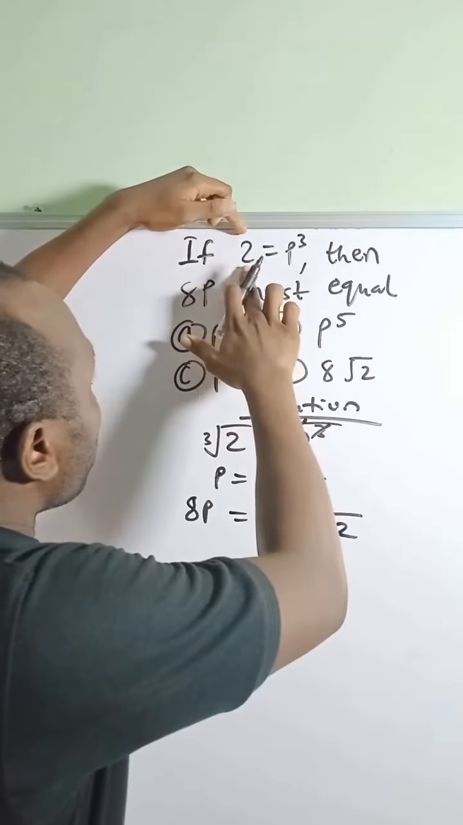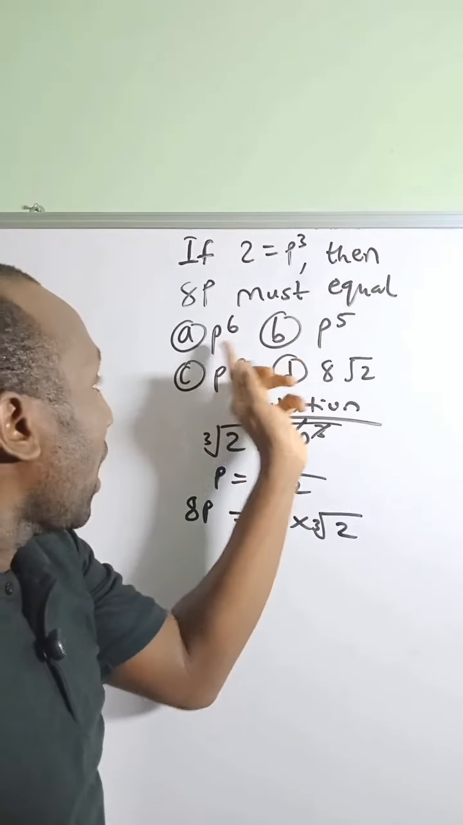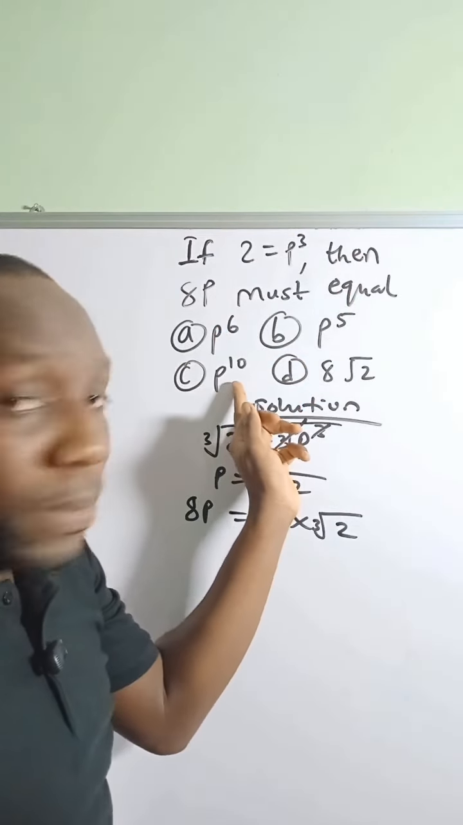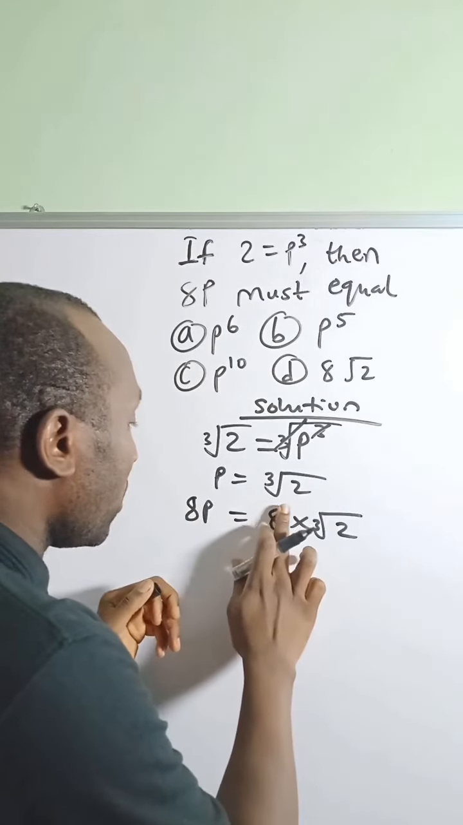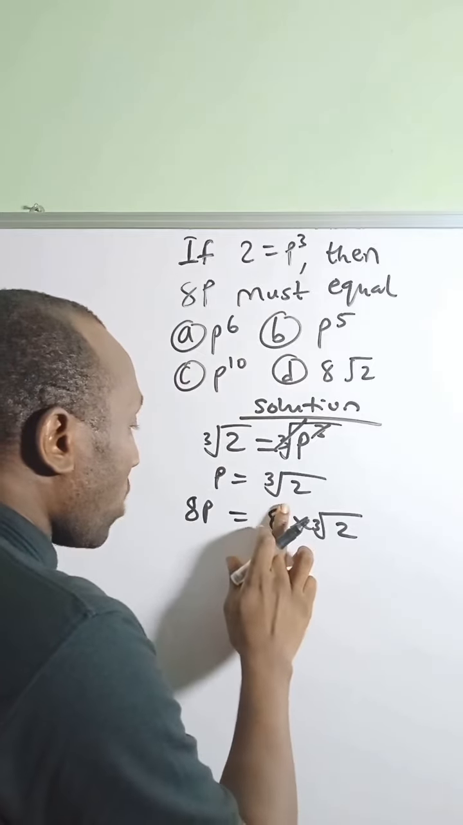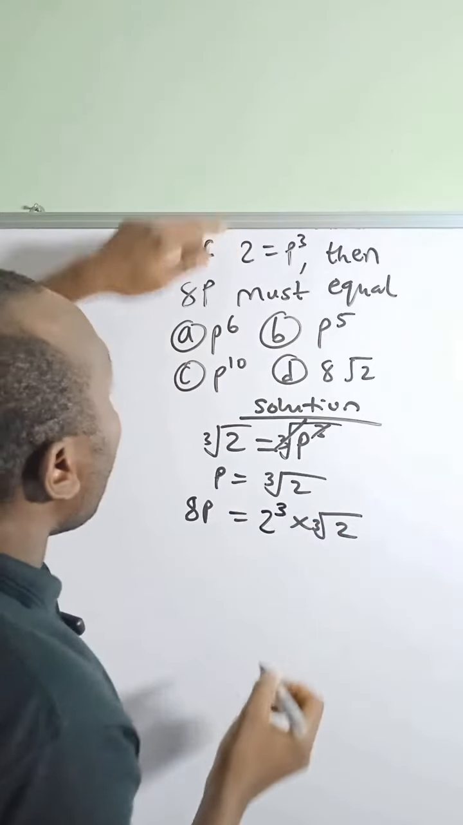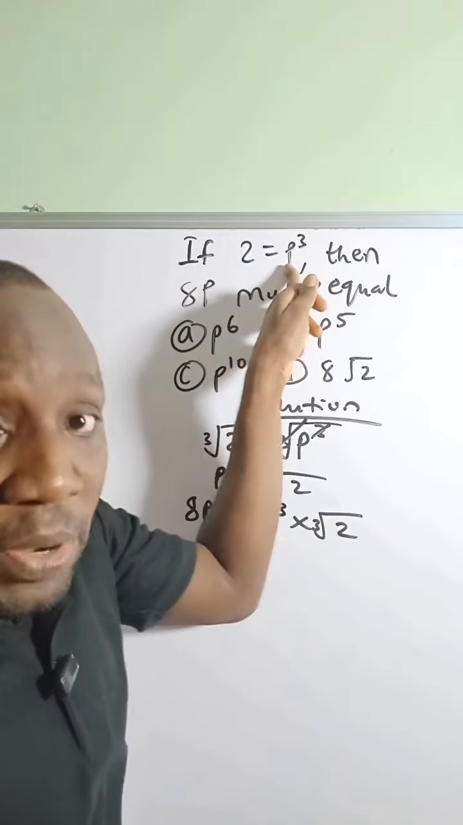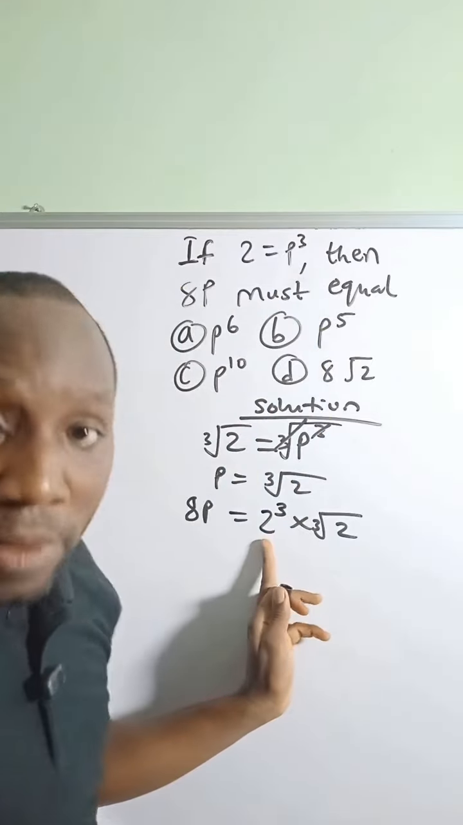Now, if you check, we have that 2 is equal to p raised to power 3. Because if you look at the options, you will see that they are all expressed in terms of p, apart from this option D. So which means we have to change this and express it in terms of p. So I'm going to write 8 as 2 raised to power 3, and we know that 2 is equal to p raised to power 3. So I'm going to replace 2 with p raised to power 3 right here.